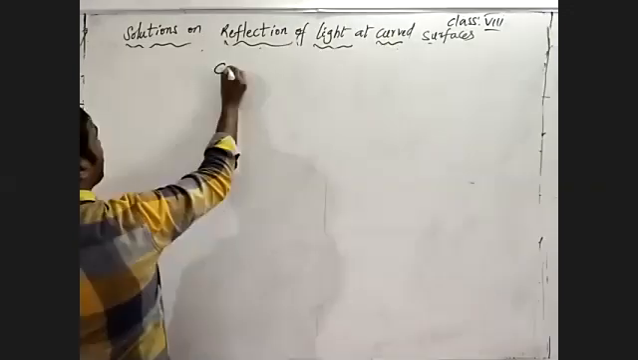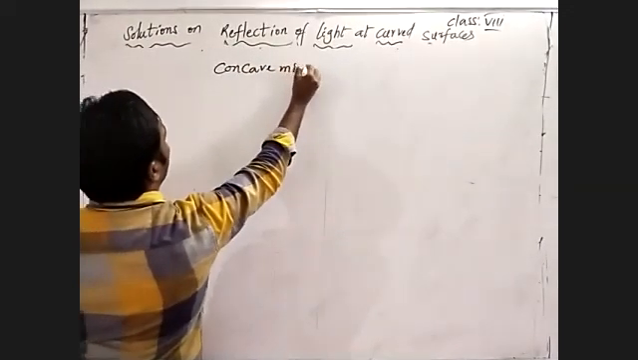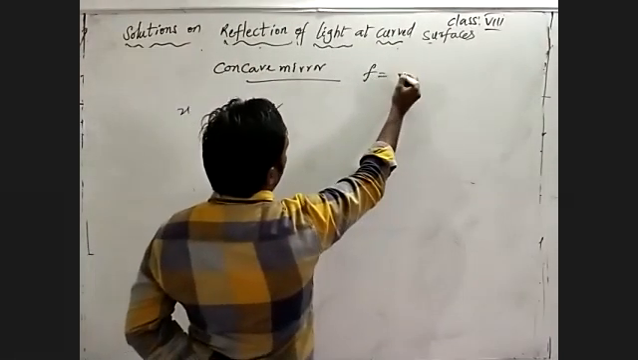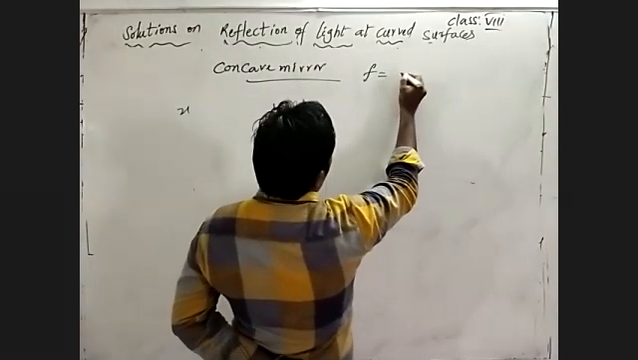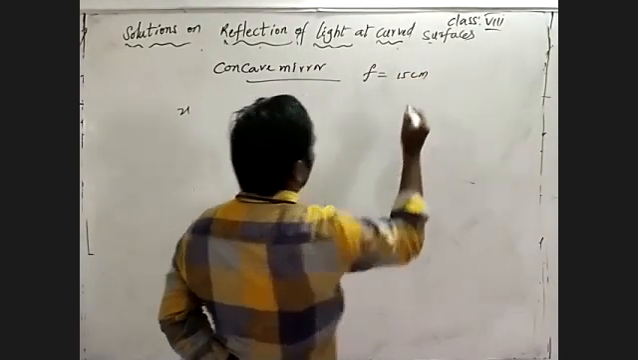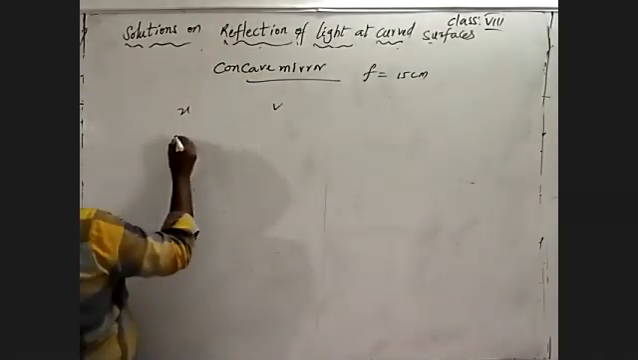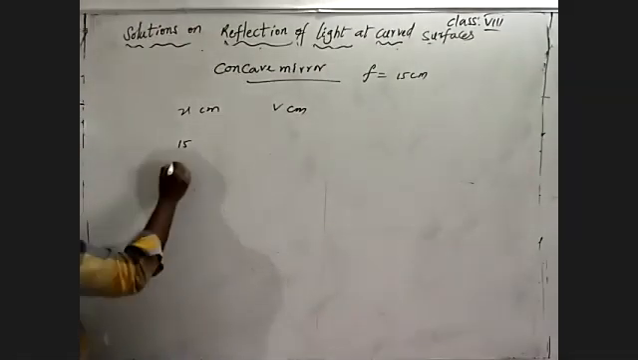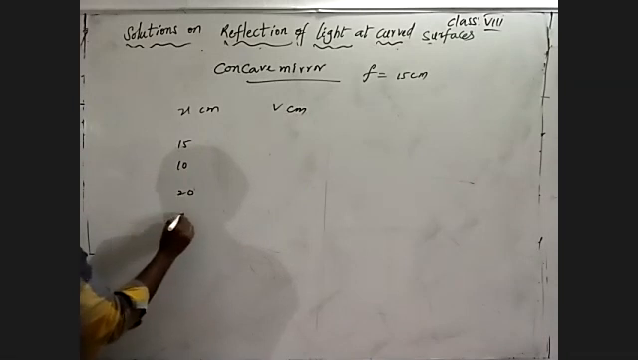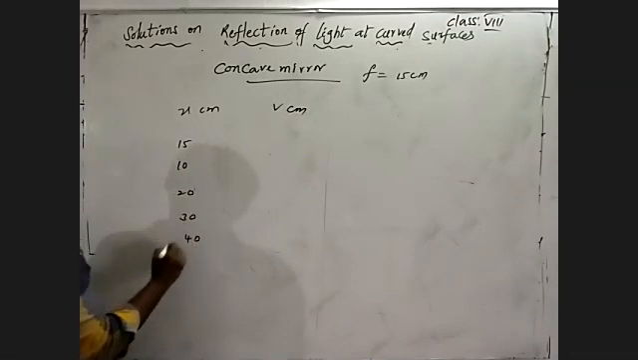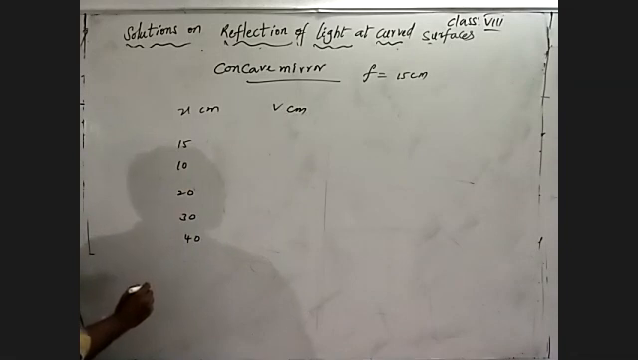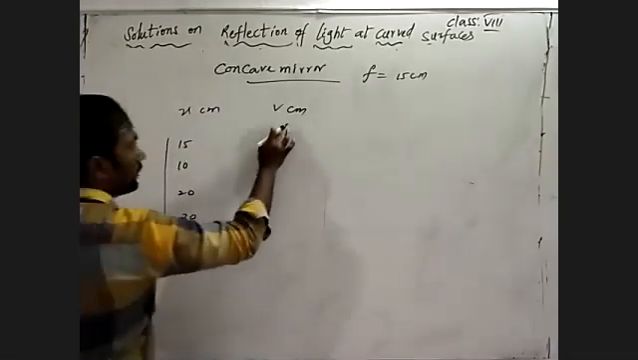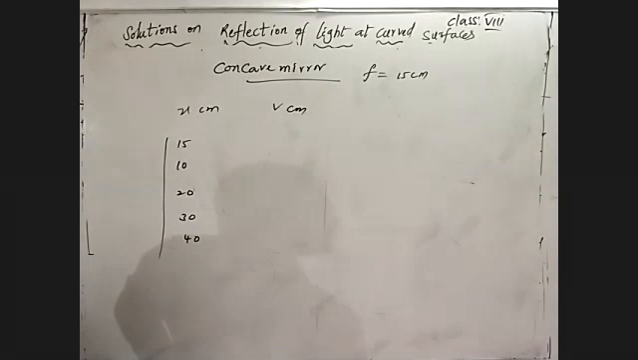I'm giving you a concave mirror, with object distance, image distance, and focal length of 15 centimeter. Focal length is 15 centimeter. Object is placed at 15 centimeter, 10 centimeter, 20 centimeter, 30 centimeter, and 40 centimeter. See here what I'm saying to you. By these given values, what is the image distance and where will the image form?